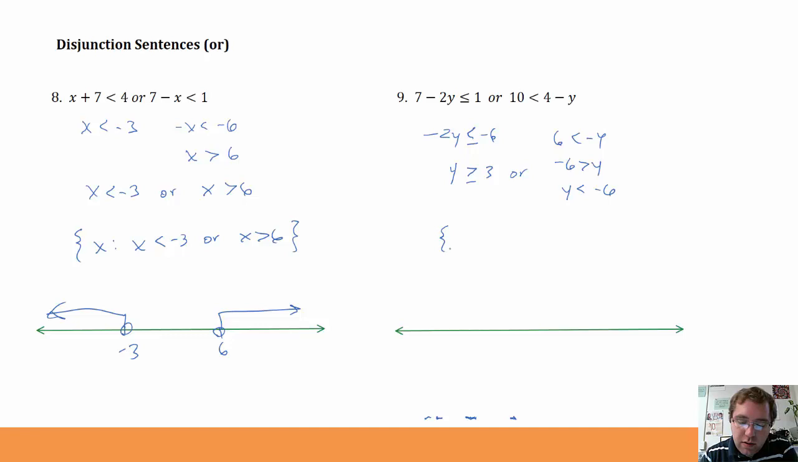So we have that the set of all y such that y is less than -6, or y is greater than or equal to 3. Here's -6, here's 3. Less than -6 is an open circle at -6 and to the left. Greater than or equal to 3 is a closed circle at 3 and to the right.